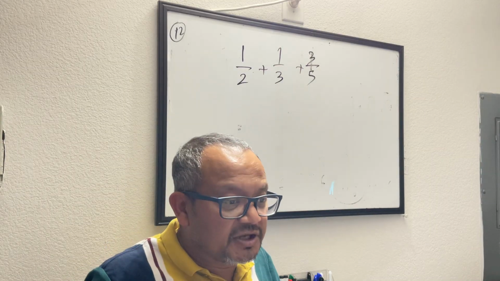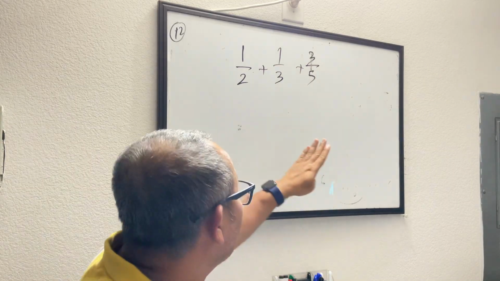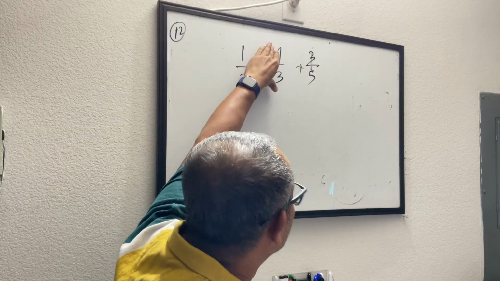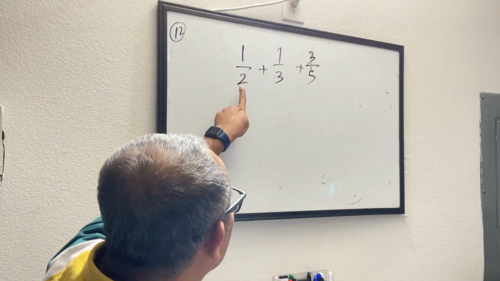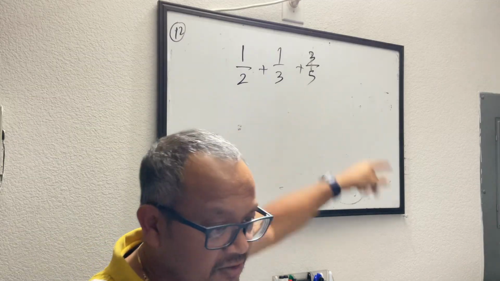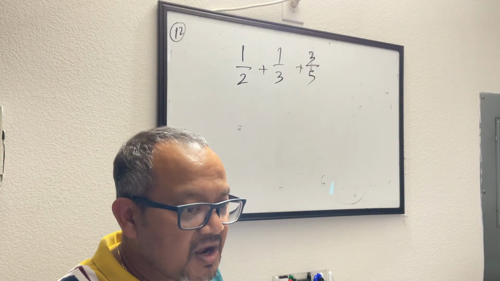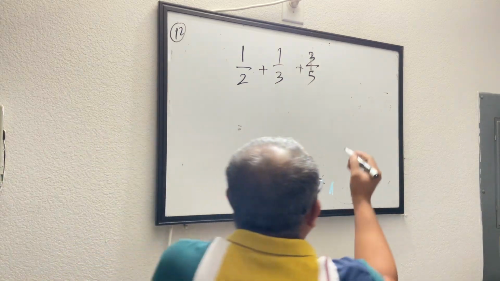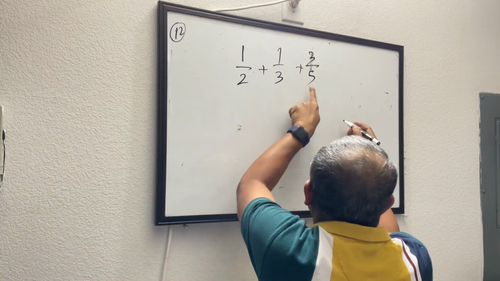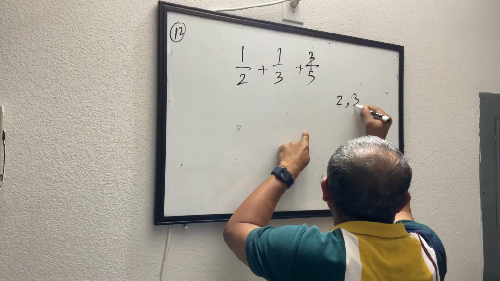Nothing new I'm going to teach you guys. Same old stuff. 1 by 2 plus 1 by 3 plus 3 by 5. What is the first thing we have to do? Check: is my denominator the same? No, they are all different. So what is the first thing we'll do? Find the LCM. LCM of what? All the denominators: 2, 3 and 5.